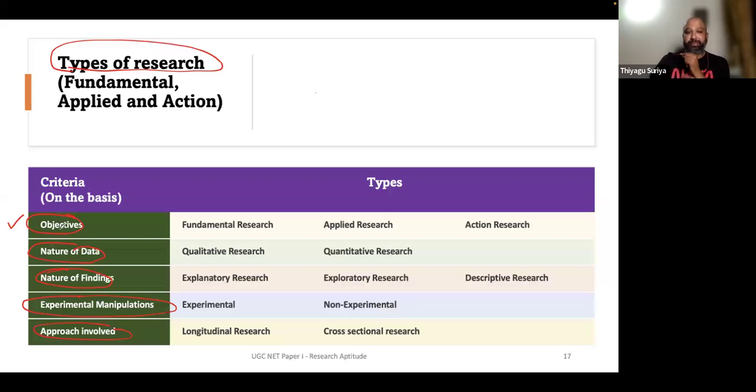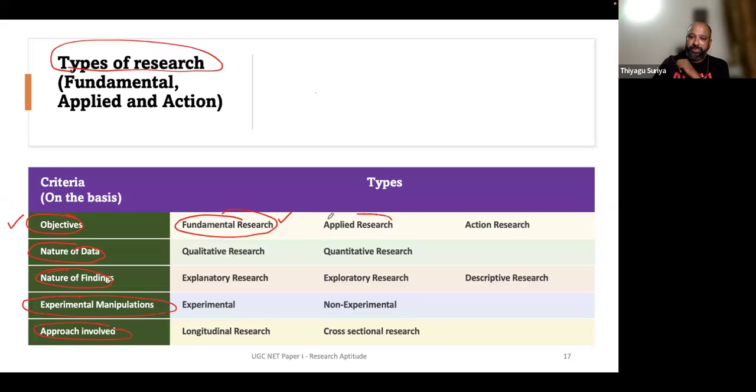One is based on the objectives. There will be an objective for any research, and there are three kinds of objective. One is called fundamental research. Fundamental research aims to create a theory. Listen, in fundamental research, the main objective is to generate a theory, to create a theory, to develop a theory. That is called fundamental research.